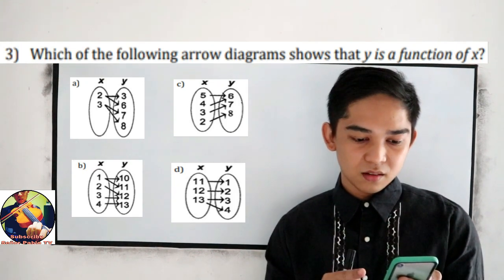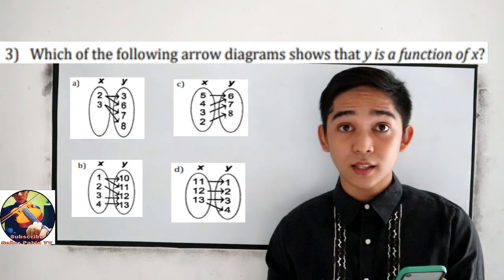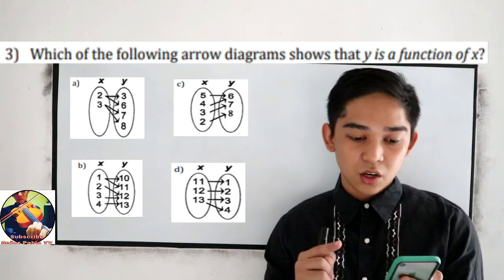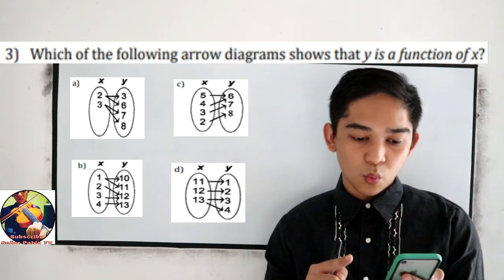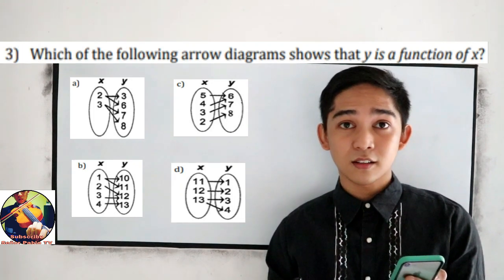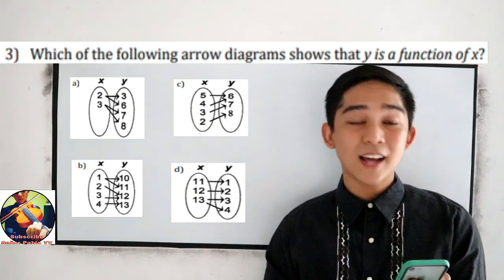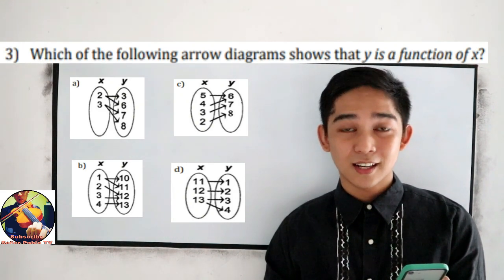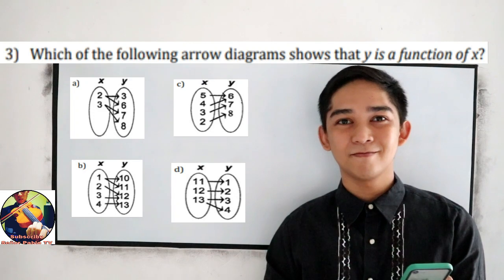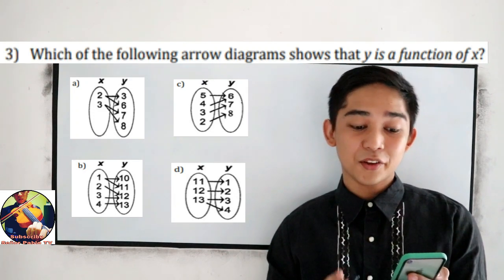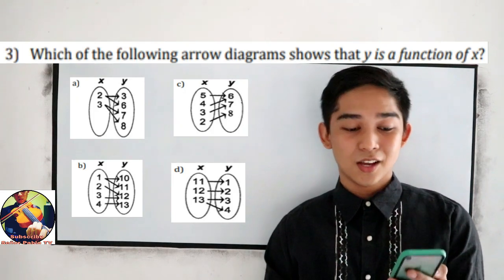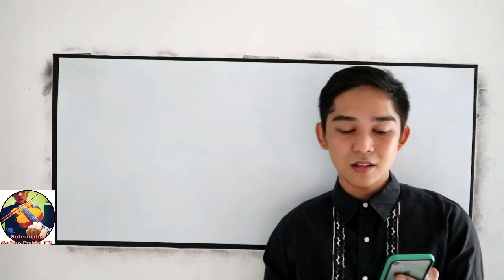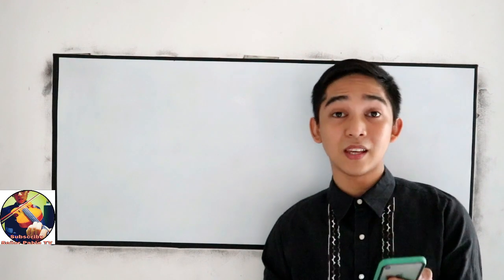Letter B, we have many to one. That's not a function. For letter C, we have one to many. So that is a function. So the answer in number 3 is letter C. And letter D, that is many to one, which is not a function. So number 1 is B, number 2 is B, number 3 is C.